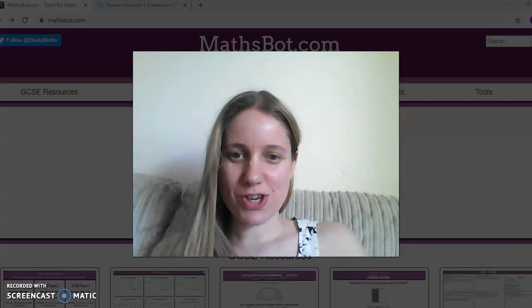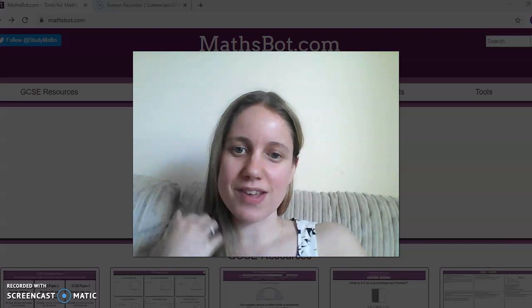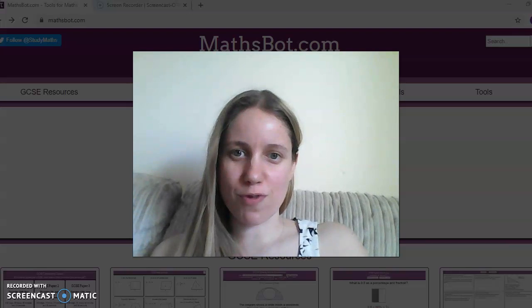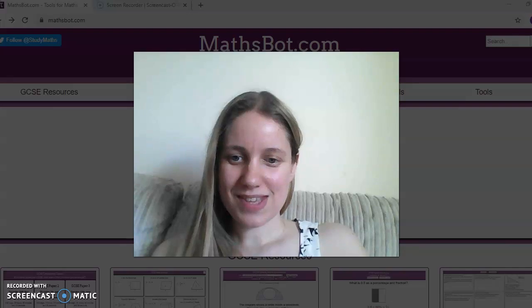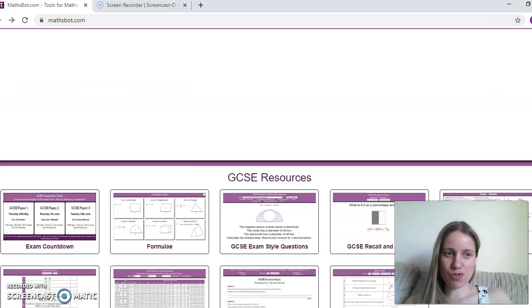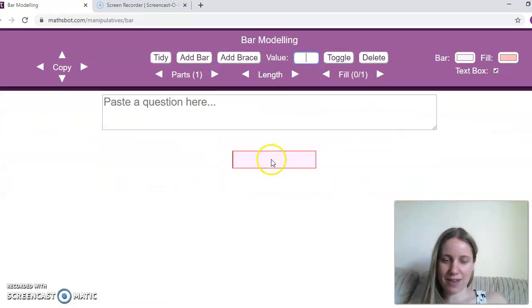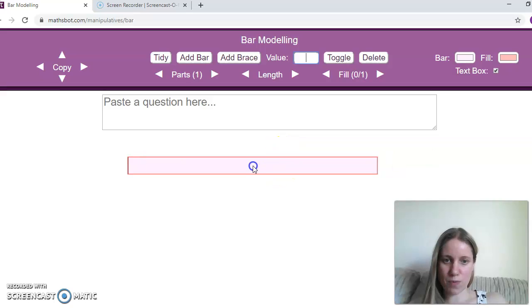Hi Year 5, I just wanted to show you one other way that you could use the mathspot.com website to help you with some of your fraction work for this week. So, as I said before, you can go to mathspot.com and then scroll down until you get to manipulatives, where you'll find bar modelling. And when you go into bar modelling, just as I said before, you've got the bar there. And I'd make it a bit bigger just so you can really see clearly what it is that you're doing.